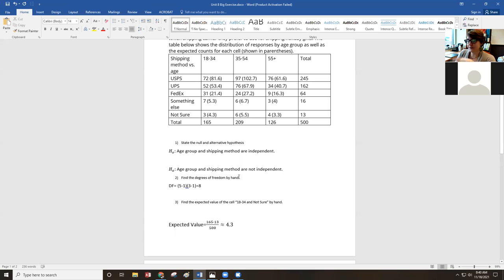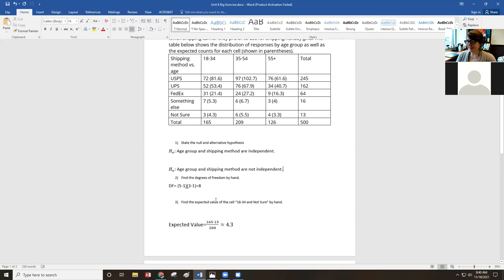To find the degrees of freedom by hand, you need to take the total number of rows. Remember, we have to exclude the actual total row, subtract one, and then take the number of columns and subtract one. Again, ignoring the total columns because those aren't the number of categories in our categorical data or the number of characteristics in our categorical data. So we'd have 5 minus 1 times 3 minus 1, and we should get 8.